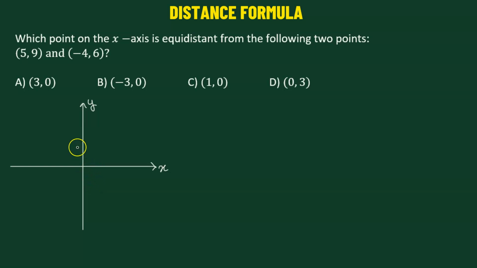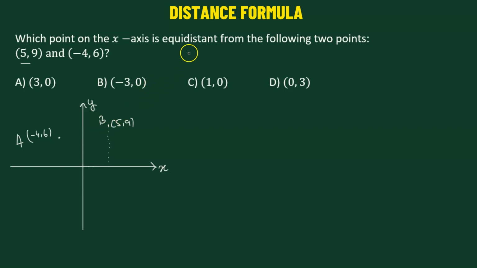So (5, 9) means it's going to lie in the first quadrant. So point (5, 9) is going to lie somewhere here. And then we have (-4, 6), so that's going to lie in the second quadrant. Let's say it's somewhere here, (-4, 6). We're going to name these 2 points as point A and point B.